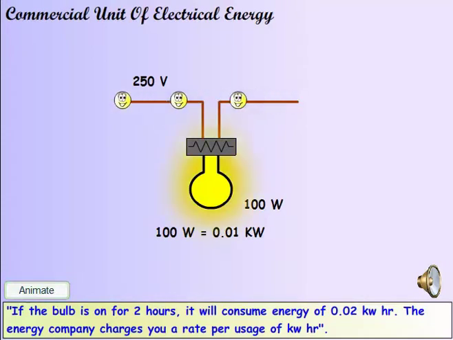The commercial unit of electrical energy is a kilowatt hour. A 100-watt bulb is equivalent to a 0.1 kilowatt bulb. If this bulb is on for 2 hours, the energy that it consumes would be 0.1 times 2, which would be 0.2 kilowatt hour.